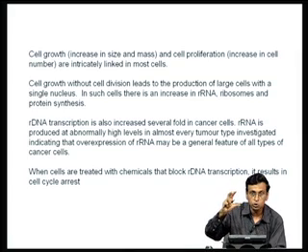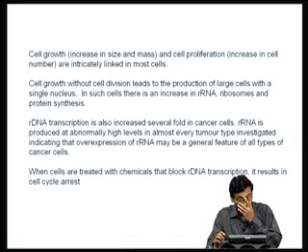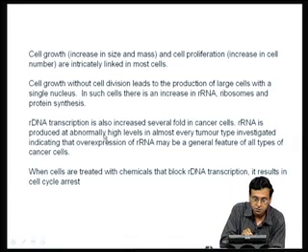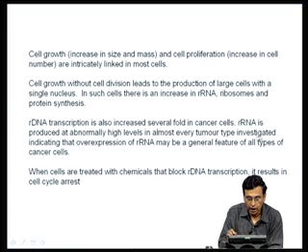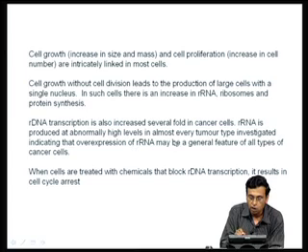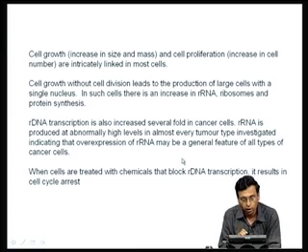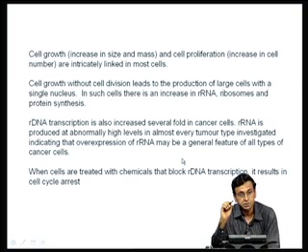So, when you have huge cells with a huge cell volume, there are high levels of ribosomal DNA transcription, and rDNA transcription also increases several fold in cancer cells, in actively dividing cells. The rRNA is produced at abnormally high levels in almost every tumor type investigated, indicating that overexpression of rRNA may be a general feature of all types of cancers.